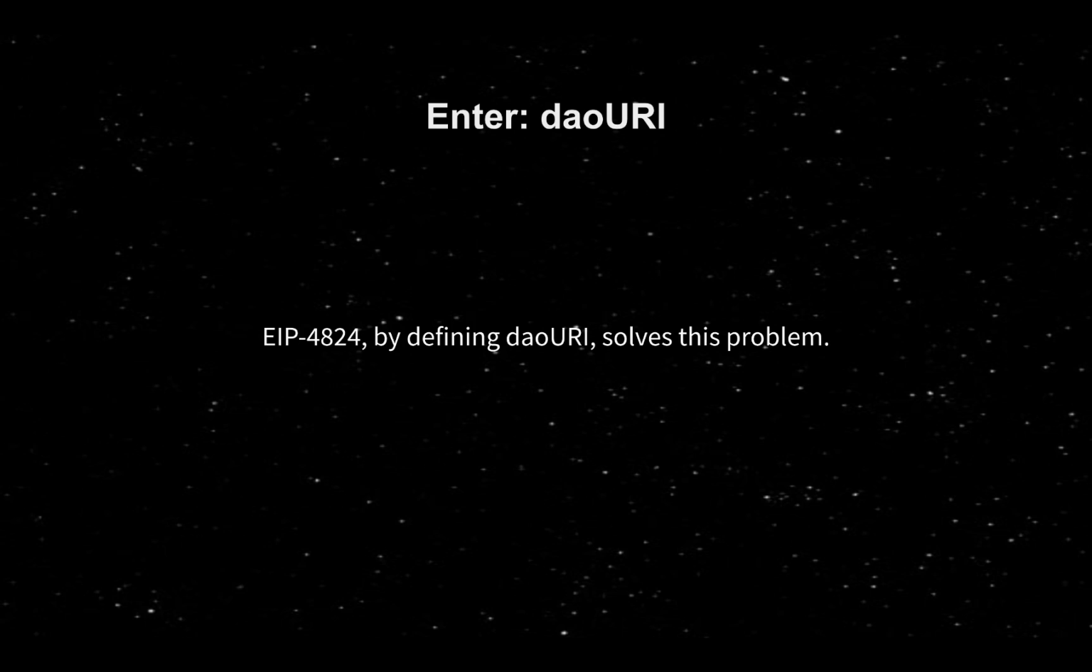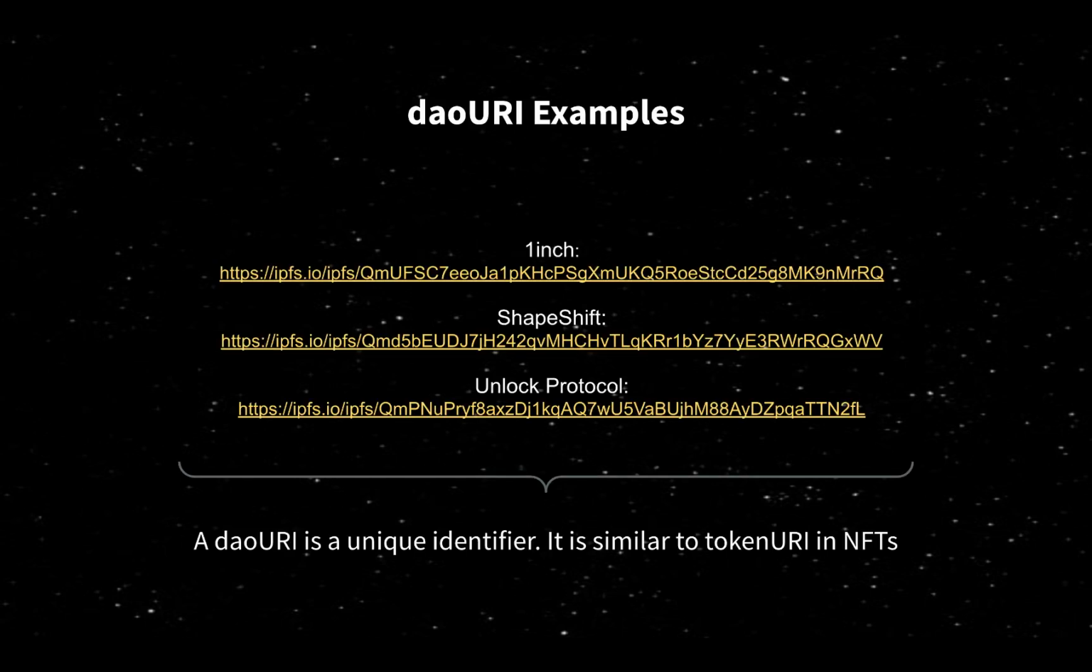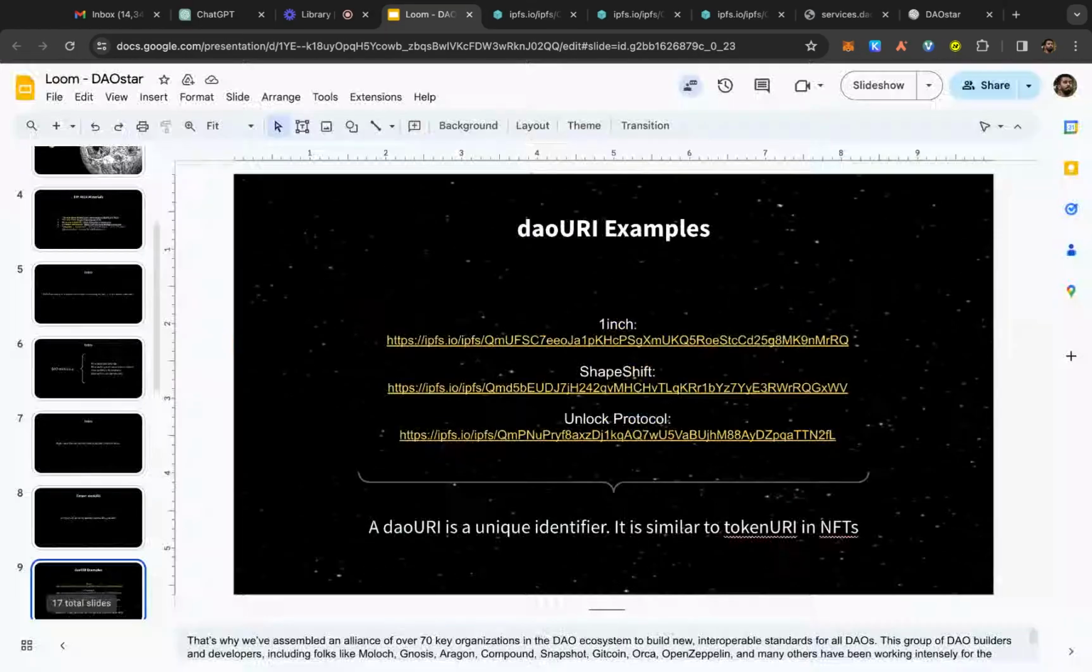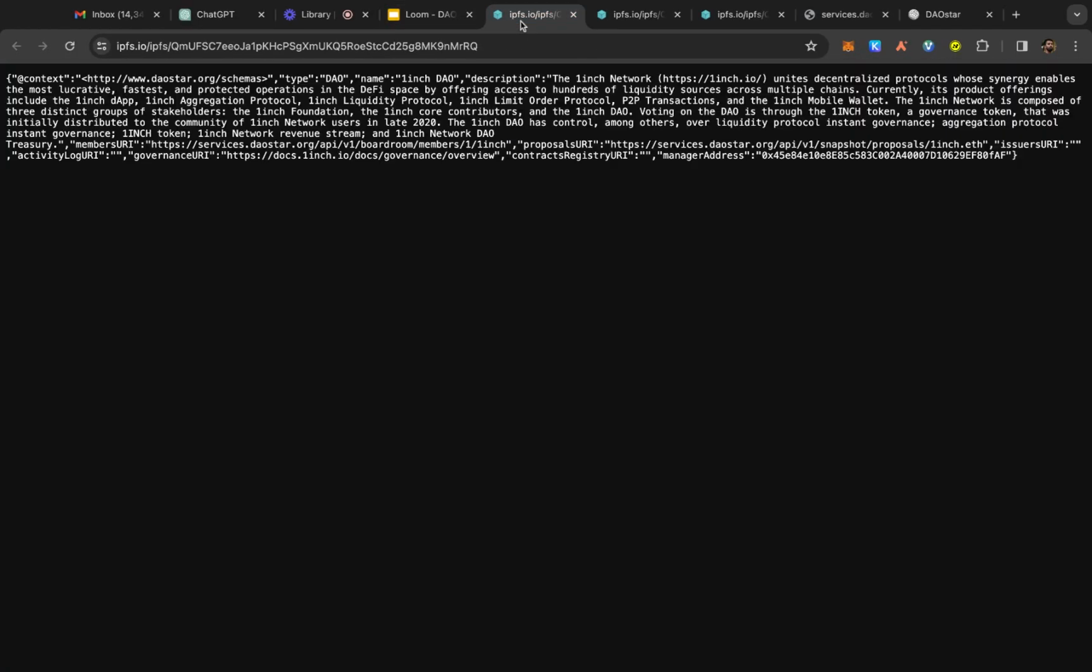Now, how does a DAO URI work? How exactly can your DAO create a DAO URI? Those are questions we will look into in the next video. But in this video, let me show you a few examples of DAO URIs. If you see here, you'll see three IPFS links. These lead to three different IPFS files. And these are DAO URIs of DeFi protocols such as 1inch, Shapeshift, and Unlock. Let me go to them and show you what data is presented in them.